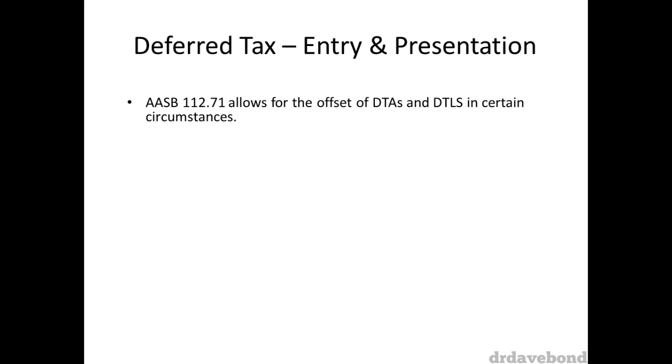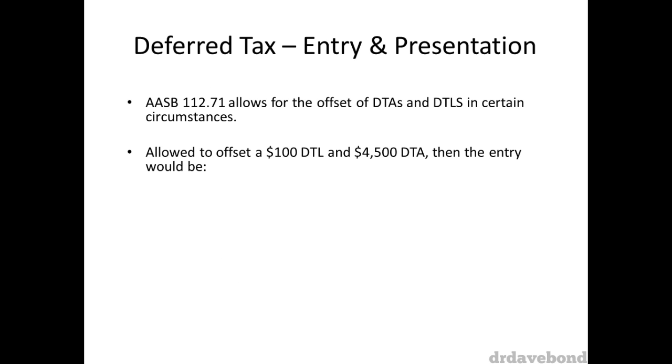Paragraph 71 allows for the offsetting of DTAs and DTLs in certain circumstances. So if the company is allowed to offset, the entry would be debit DTA 4,400, credit tax expense 4,400. Note that this is a negative expense, and this is pretty rare. Usually you would see DTLs being larger than DTAs, so you'd end up with a debit tax expense, credit DTL. Also note, the implicit assumption is that DTA and DTL opening balances were zero.